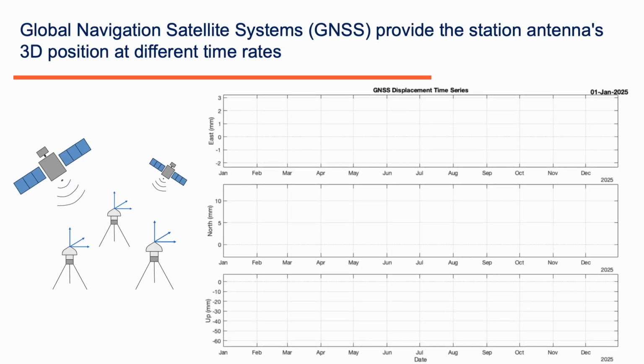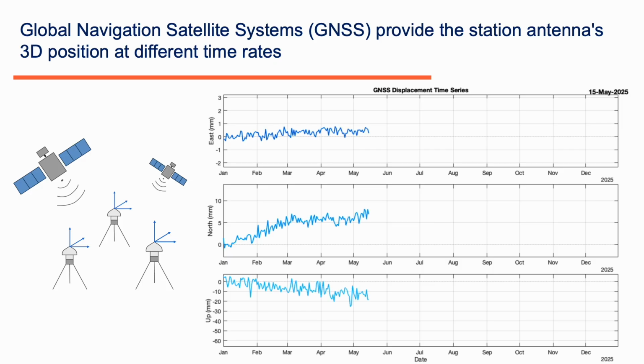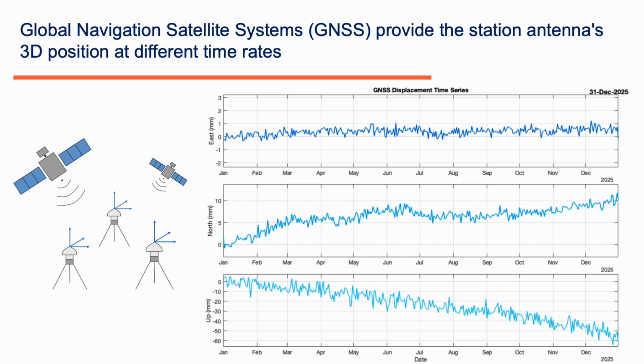GNSS stands for Global Navigation Satellite Systems and uses ground stations that receive signals from navigation satellites orbiting the Earth. This allows us to retrieve high accuracy positions in 3D with high temporal resolution. In this example, we use daily solutions. However, these precise measurements are only available at sparse station locations.